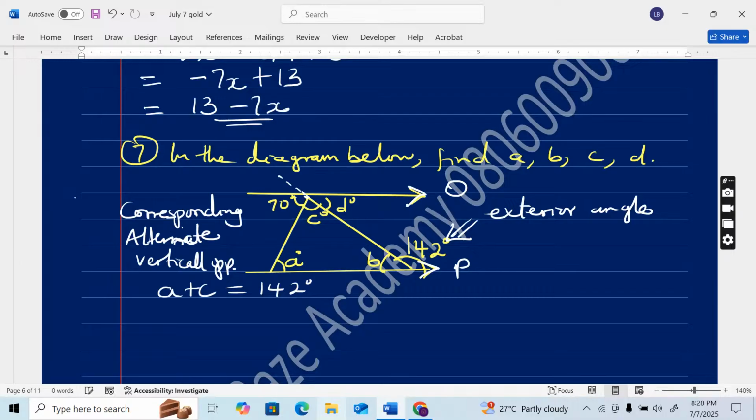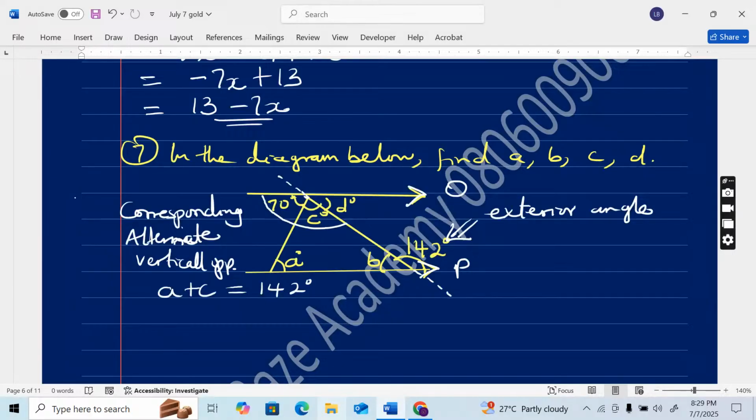If you are in JSS 1 and JSS 3 or other higher classes, you must have come across corresponding and alternate angles. You must have come across parallel lines and transversal. Now I have extended this transversal with white dotted lines. So if I have extended it, we can actually get an alternate angle. Look at the exterior angle, which is 142 degrees. This angle will be alternate to angle 70 degrees and C degrees.